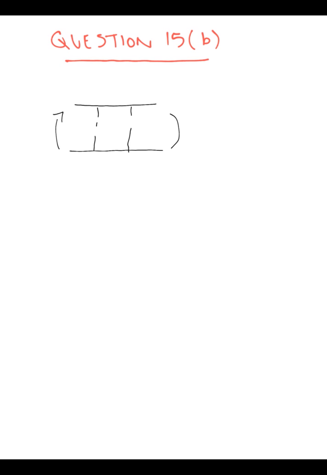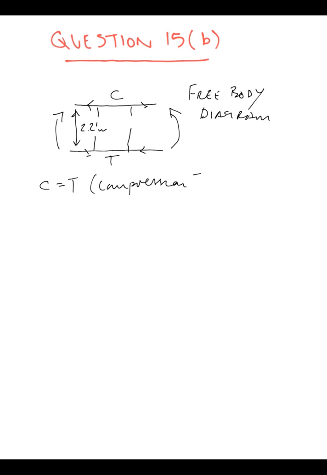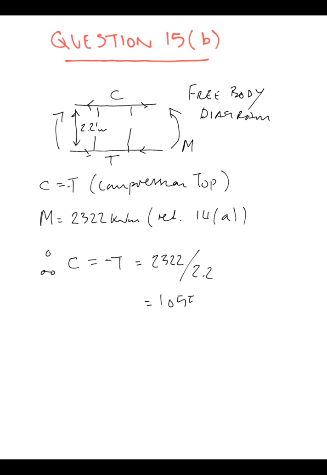Question 15B. We're now going to draw a free body diagram, and we would like to find out what the forces are on the top and bottom chords in the middle of the beam, in the mid-span position. So compression and balancing tension. The depth of section is 2.2 meters, that's the average width, taking the distance apart. So the moment from 14A is 2322 kilonewton meters, so 2322 divided by the lever arm, 2.2, gives us 1055 kilonewtons.